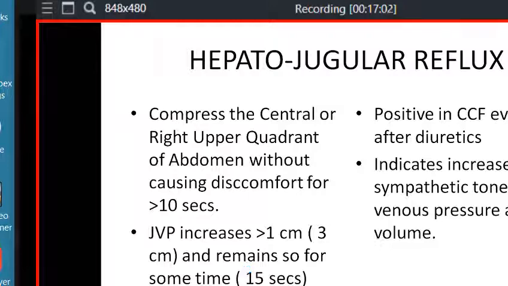So there is some controversy about how long it should last. The longer it lasts after you release, the more severe the heart failure and the greater the sympathetic tone of this person. So many times the jugular venous pressure will normalize after you use diuretics. But even then, when you try this hepatojugular reflux, you will see that the JVP nicely increases.